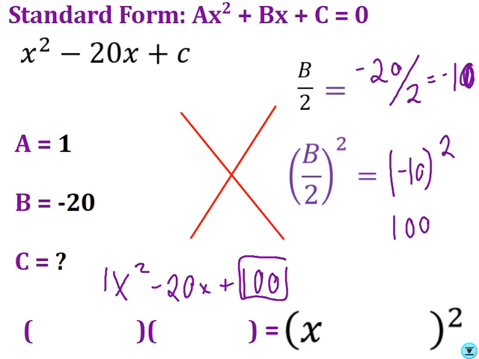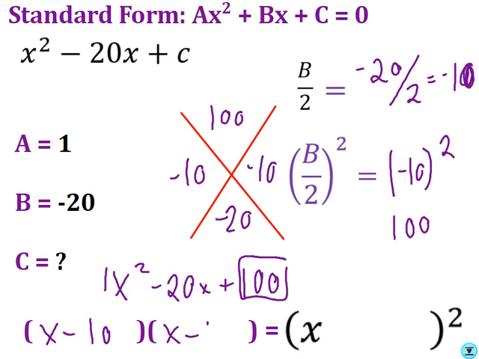So doing our x method, 1 times 100 is 100, and then our b was negative 20. And then I need two numbers that multiply to give me positive 100, but add to give me negative 20. It's going to be our negative 10 and our negative 10. Notice here that that was the original b over 2. I'm going to show you something there in just a second. So x minus 10 and x minus 10.